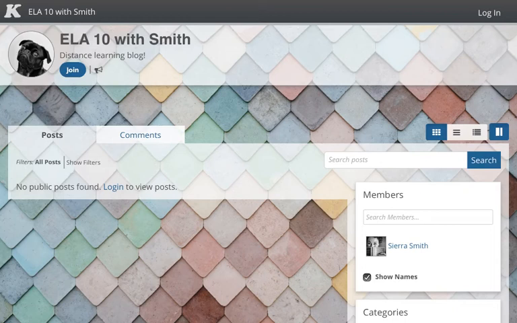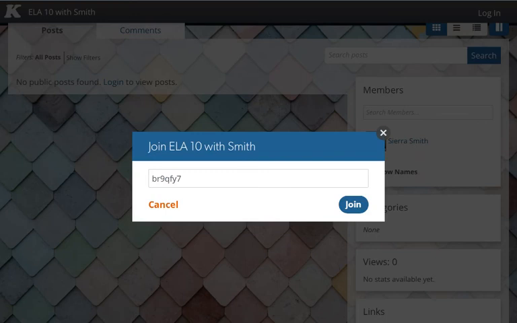I'm going to be including a link as part of your assignment to a blog. So it's going to bring you to this page. However, you can't do anything from here. It looks like you could start posting, but you can't. You need to log in. But before you log in, I want you to click this join button. So when you go to the link, this is the page you're going to see. Then you're going to hit join.